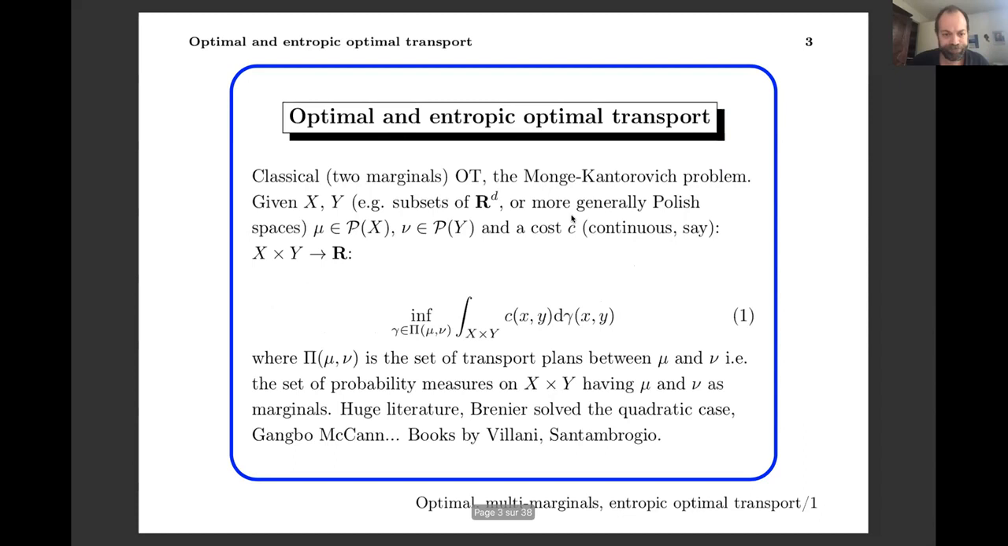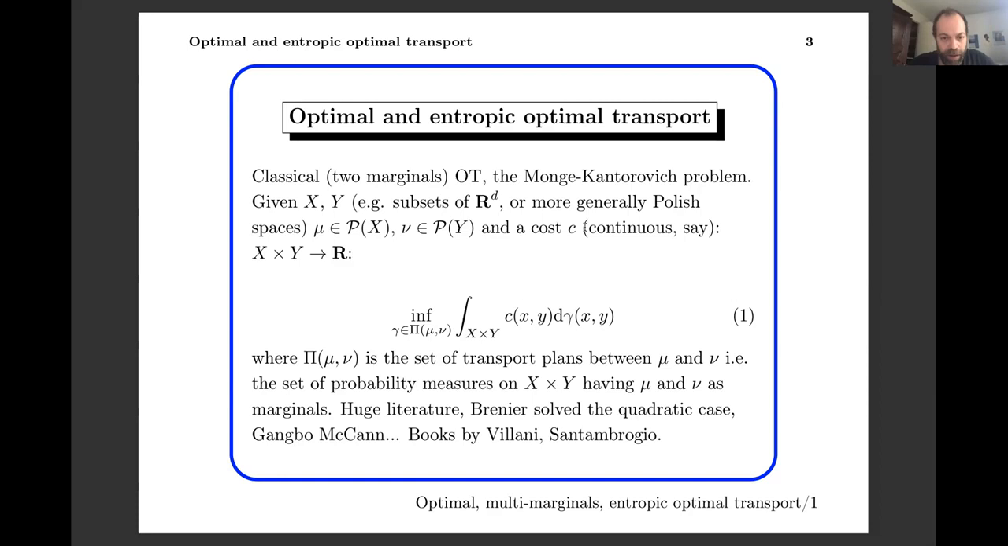Okay, so let's start with Monge-Kantorovich, which you all know, just to set up some notation. You have a source measure mu, a target measure nu, probably on different spaces, and a cost function c, and you look for an optimal transport plan gamma between mu and nu which minimizes the average transportation cost, the integral of c d gamma. There are very good textbooks now about the problem, as it has been a huge effort for at least 30 years to understand it. I mention the books by Villani and a more recent one by Filippo Santambrogio.